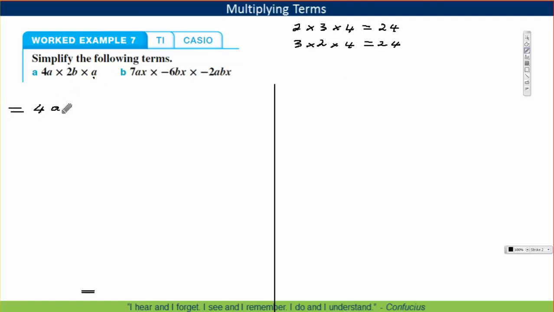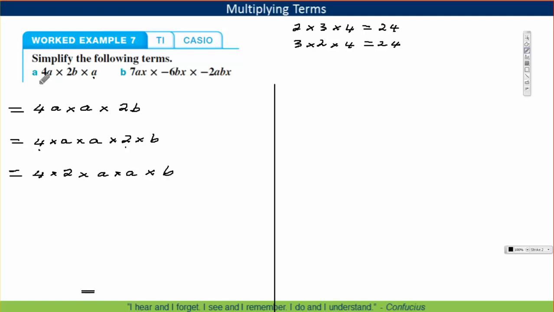So what we get is 4a times a. So I'm going to put all the like variables together and I get 2b. Furthermore, I can expand this out to write it as 4a times a times 2 times b. We have two constant parts or numerical parts. So again, I'm going to bring the two numerals out the front, the two numbers. So we end up with this.